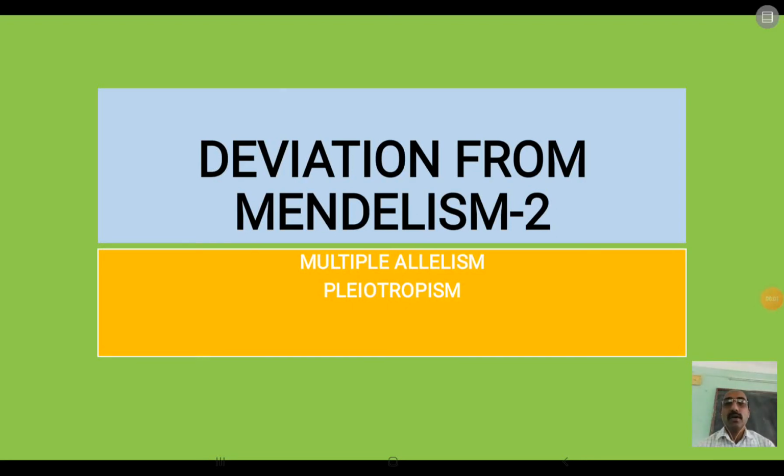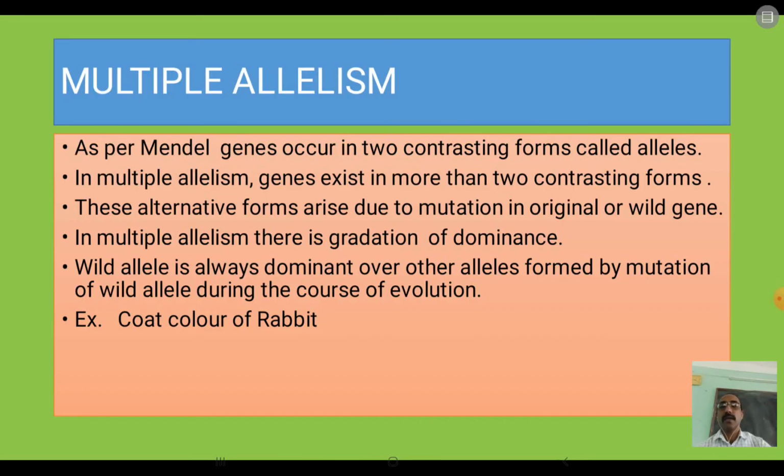So welcome you all to part 2 of deviation from Mendelism. In this particular section, we will discuss multiple allelism and pleiotropism. Now come to multiple allelism.